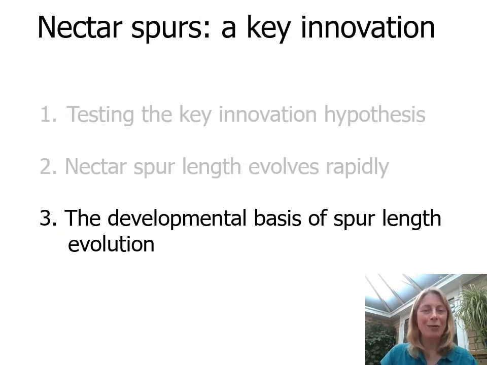So if that's the case, we want to know how they change so quickly. And we've been studying just those 2 species, the sister species of Linaria clementii and Linaria beckeri, to try and understand how their spurs end up such different lengths.